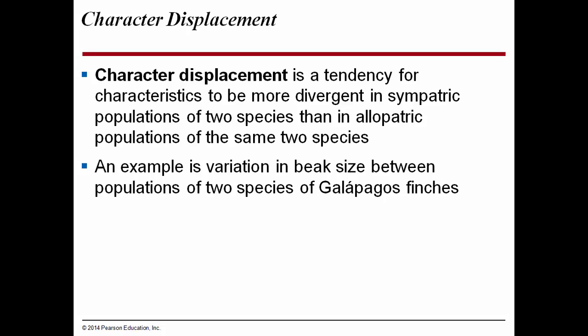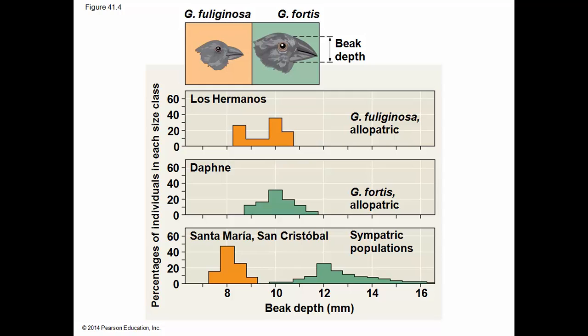Character displacement is a tendency of characteristics to be more divergent in sympatric populations of two species than in allopatric populations of the same species. An example is given in the beak size between populations of two species of Galapagos finches. So these are two different species of Galapagos finches on two different islands.